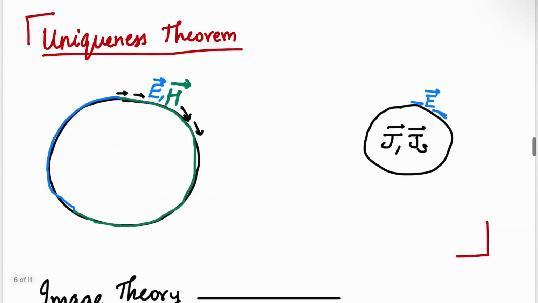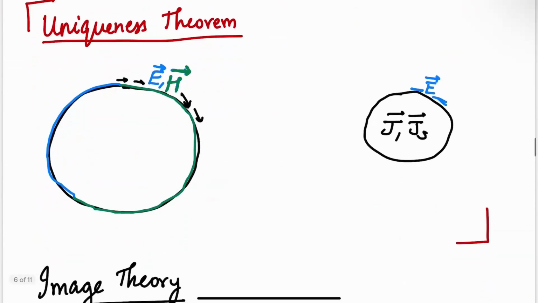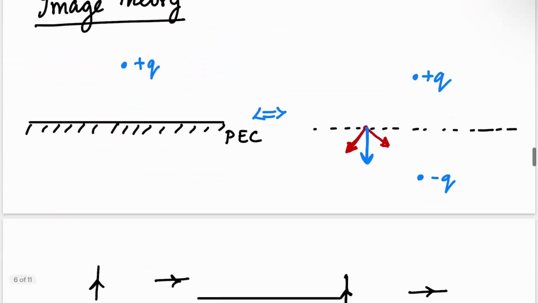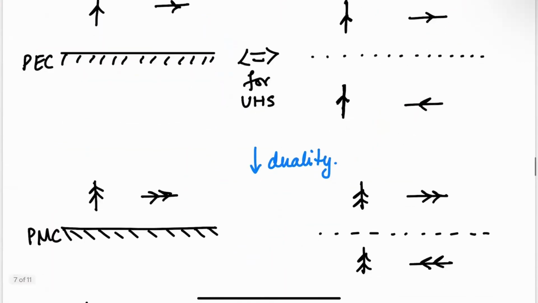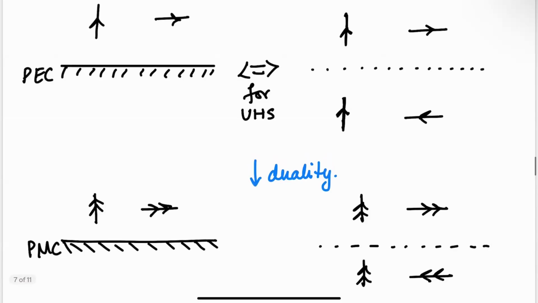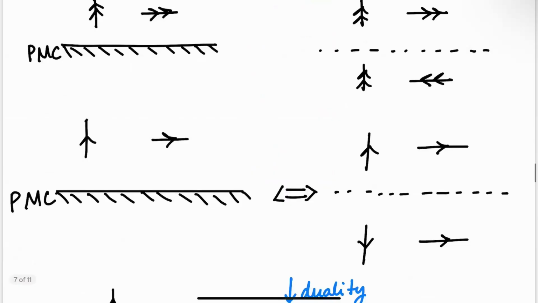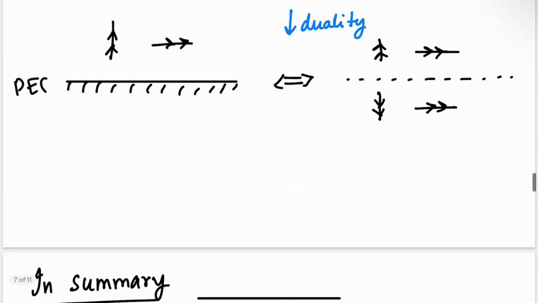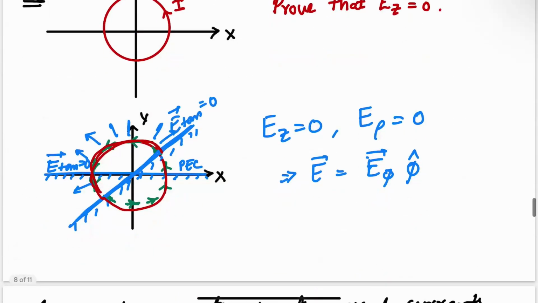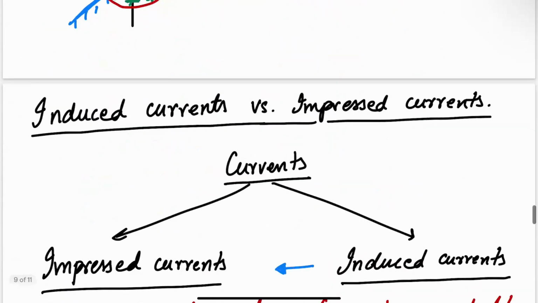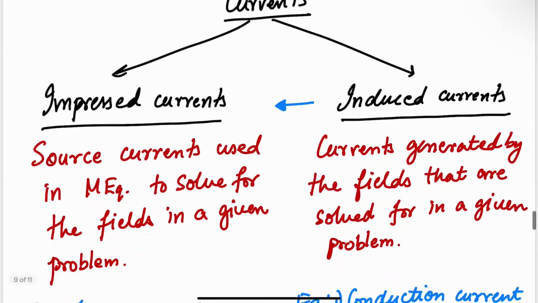Then we briefly introduced uniqueness without proving anything or stating it rigorously. And then we used it to develop image theory, which is another useful tool when you have planar PEC and PMC boundaries to get rid of them and place equivalent current distributions so that you can solve a free space problem. And we really like to do that as much as we can, just to deal with free space propagation because we have an analytical solution for free space propagation, which we'll develop later. And then we summarized those results, and at the end we looked at a simple example on how to use image theory, and we also categorized currents into impressed and induced currents for a given EM problem.